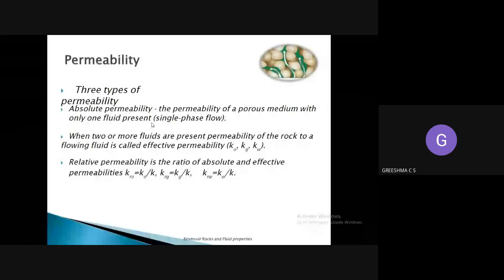Effective permeability. If two or more fluids are present, the permeability of the rock to the flowing fluid is called effective permeability. Some rocks will allow the flow of two or more fluids through them. Such a permeability is called effective permeability. This you might have seen in some wells.